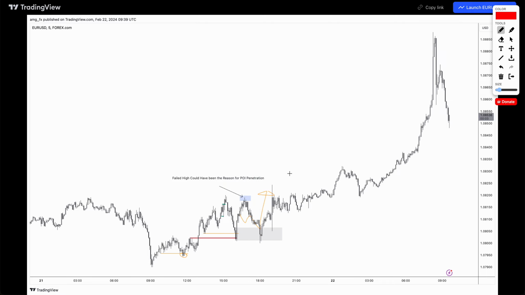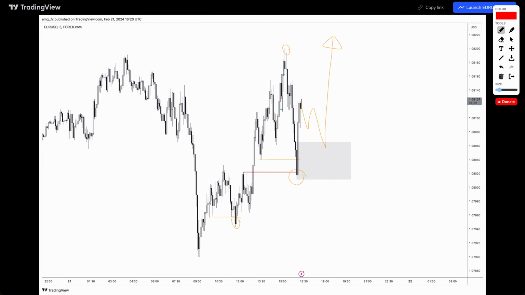Also, it makes sense that this failed because we failed to break this high. Technically, it's a failed conversion higher, so we fail lower, and then we just come back up and take the high, and then price comes back in and then goes higher. So that was a bit annoying, but you can't win them all.